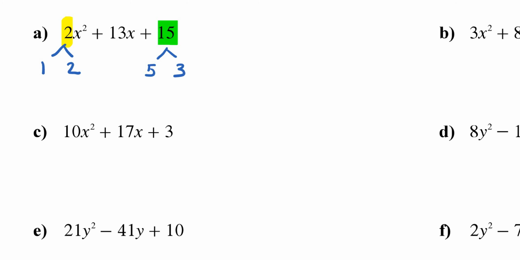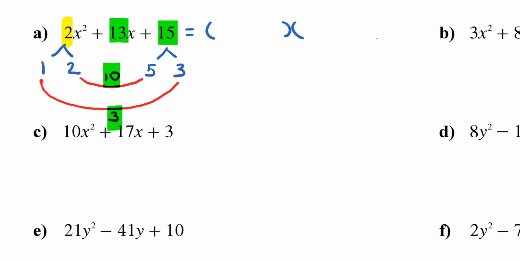Okay, so now I use this little smiley face technique where I take my first number, which is 1, and I multiply it with this last number, which is 3. So 1 times 3 is 3. And then I multiply these inside numbers, 2 times 5, which is 10. Now, this is how you know if you got the numbers correct or not. What's 10 plus 3? If you get the middle number 13, then you know you picked the numbers correctly. And now you can go ahead and set up your 2 brackets.